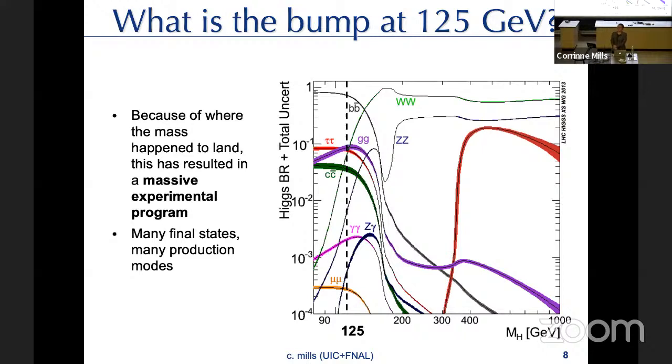But the Higgs boson is not just a ZZ to 4 leptons, because of where the mass happened to land at 125 GeV. So what I showed earlier, that pie chart, is a slice through this diagram, which is itself a function of the Higgs boson mass. And this is what the landscape looked like. This full mass range is possible, theoretically, for the standard model Higgs boson, and that was where we were when this was first predicted.